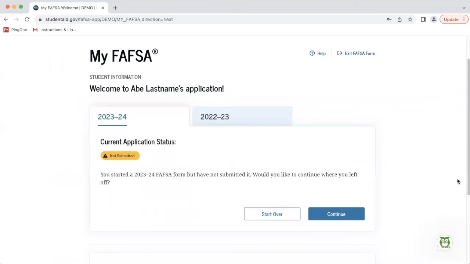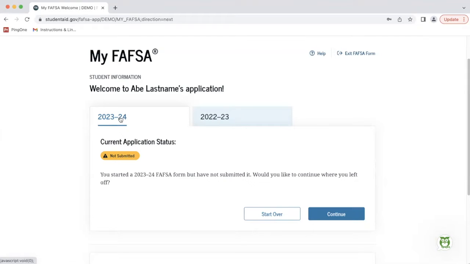Once you log on with your FSA ID, it's going to give you two options to choose from, the 2223 and the 2324. Remember this, any year that you complete your FAFSA, you want to make sure that you're completing it for the year in which you're wanting to receive the financial aid.